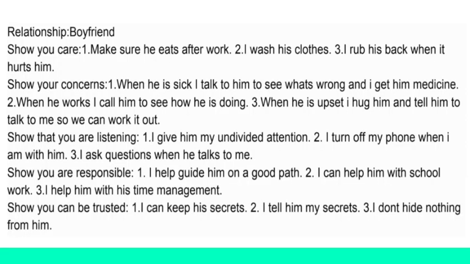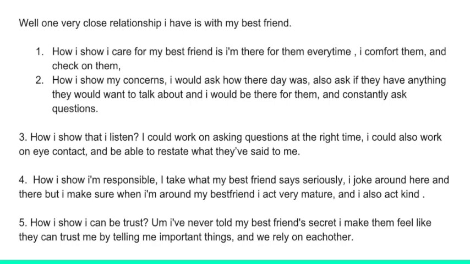This one takes a similar approach. It outlines each one of the areas and then lists 3 different things for each one. This next example takes a very similar approach. It has each one labeled 1, 2, 3, 4, 5, and then it asks it in a question form and then lists it right after.